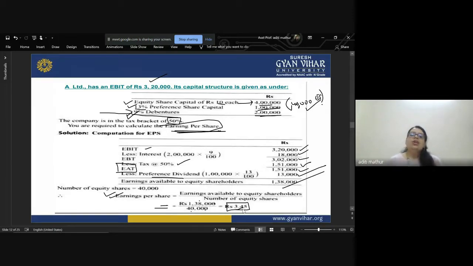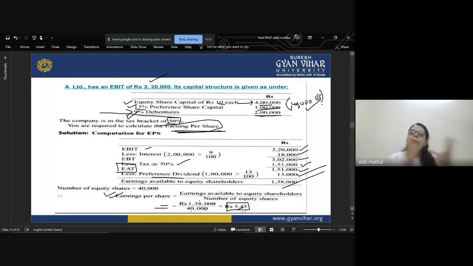Isn't that easy? So the only thing, students, which you should remember is the flow of calculation. I recommend you all to please learn that flow step by step. It should be on your fingertips. Sales minus variable cost gives you contribution, minus your fixed cost gives you EBIT. Then after EBIT, you deduct your interest to get the EBT. Then you pay your tax. Then you get EAT. Then you give your amount to the preference dividend. Then you get the earnings available for the equity shareholders.